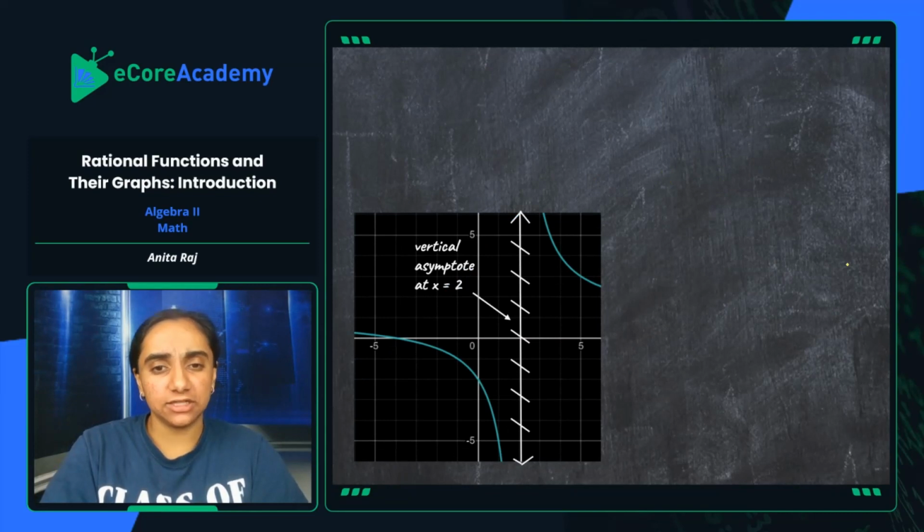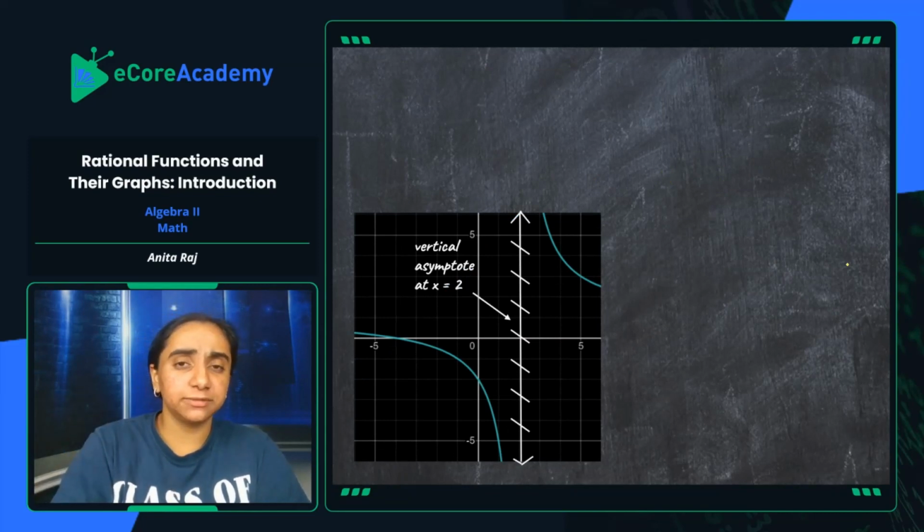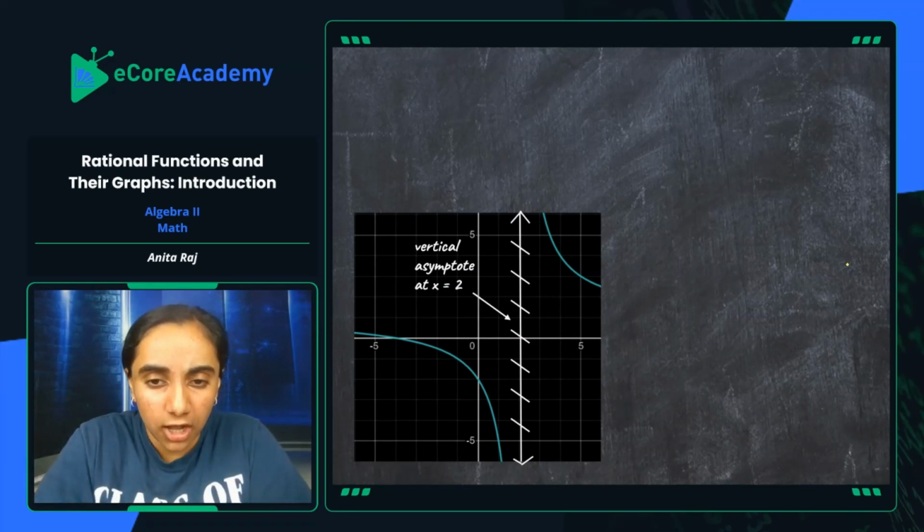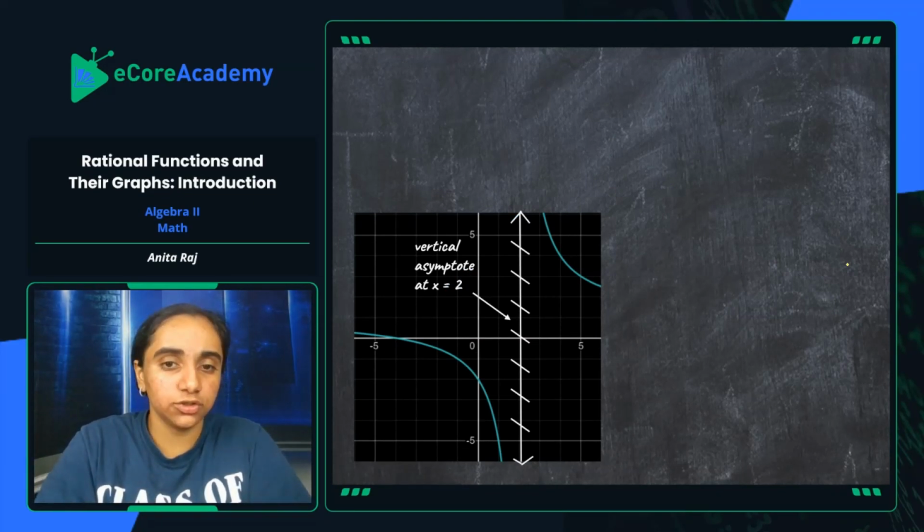Okay, and let's look at our last graph. This one is similar to the one we saw at the very beginning. There are two curves, and they're approaching x equals 2. So there's going to be a vertical asymptote at x equals 2.